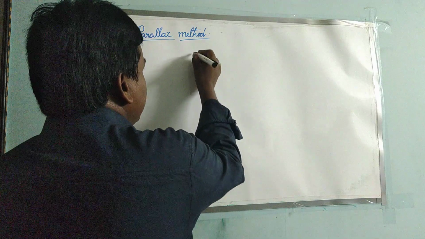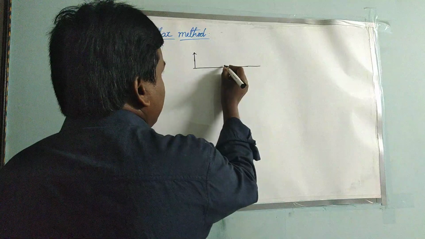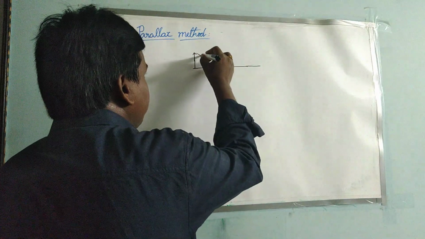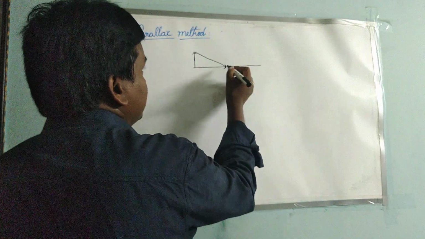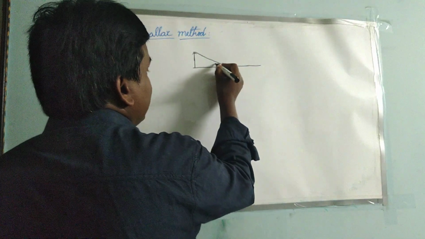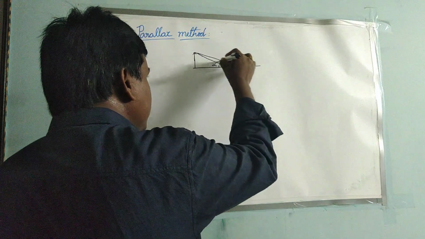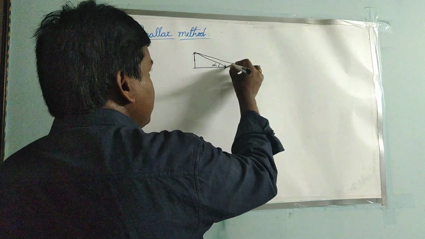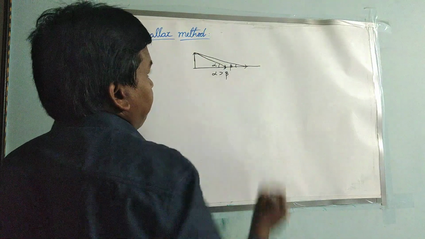You consider an object here, and from here the object is viewed from this place. So this will make an angle alpha, and from here also, the same object is viewed. So here this will make an angle beta. Here alpha is greater than beta.